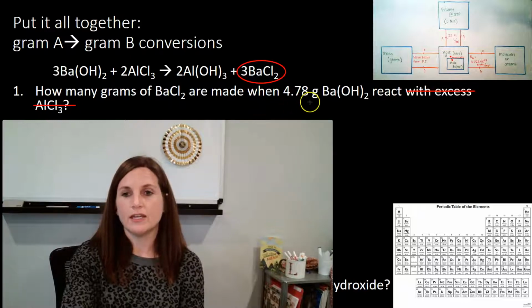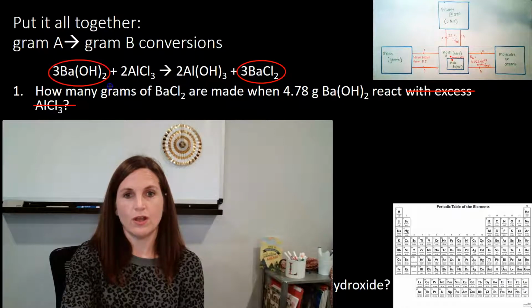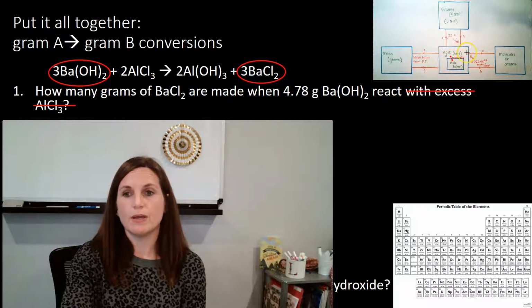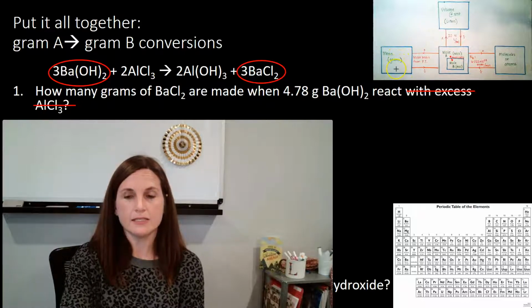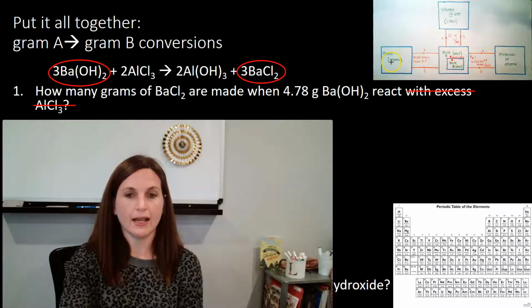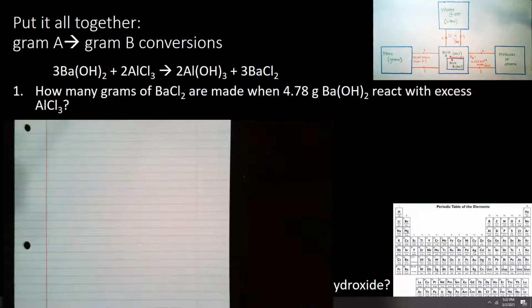And we are given grams of BaOH2. So this is our point of origin. We're going to need to be able to go from mass to moles of A, to moles of B, and back again to mass. So to start this problem, I am going to start with what I'm given as a fraction over 1. So I am given 4.78 grams of BaOH2 as a fraction over 1.